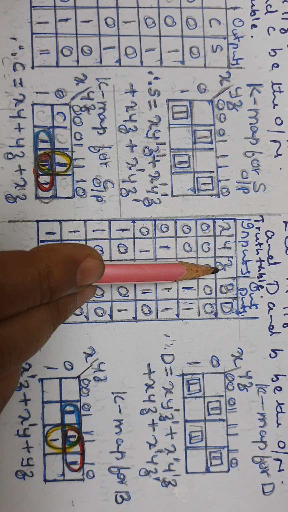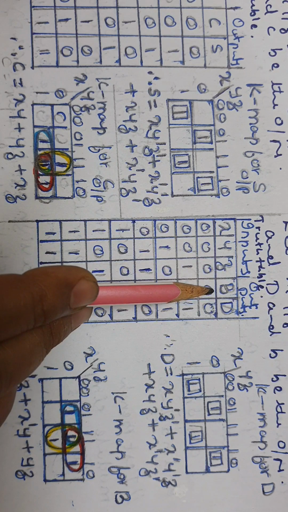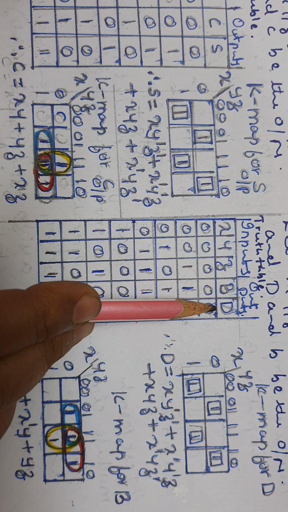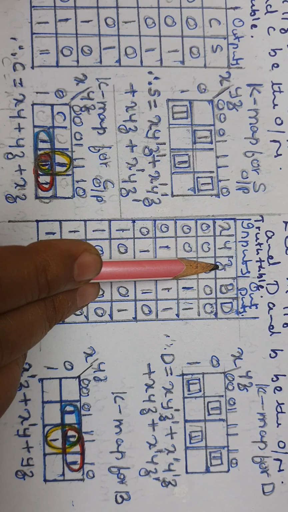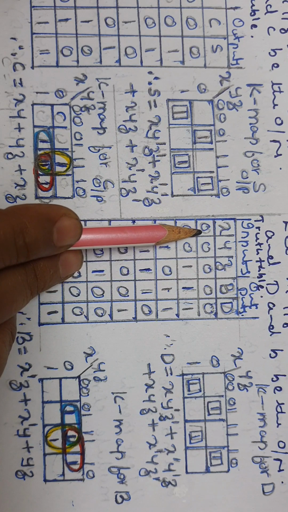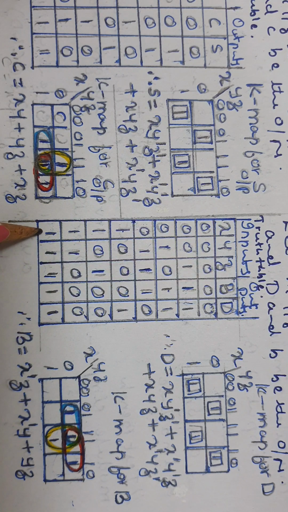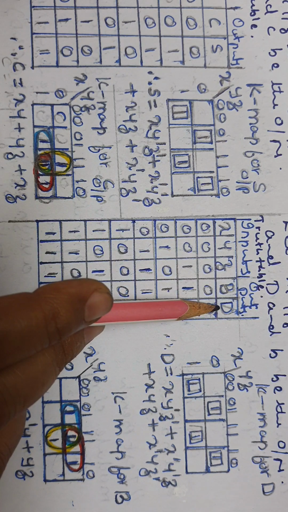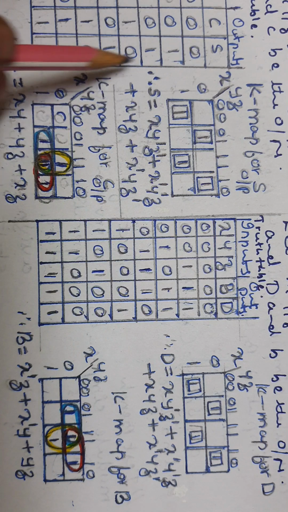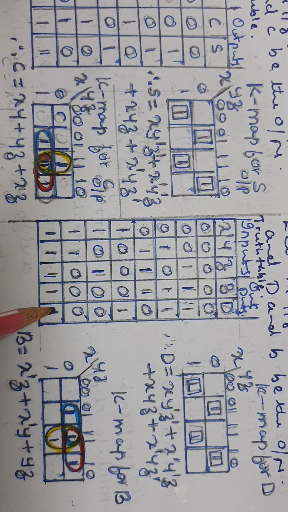X, Y, Z are the 3 inputs. Borrow and difference are the 2 outputs. So for 3 inputs, 8 possible input combinations from 0, 0, 0 to 1, 1, 1 are written here. If you observe the difference bit and sum bit, both are one and the same.